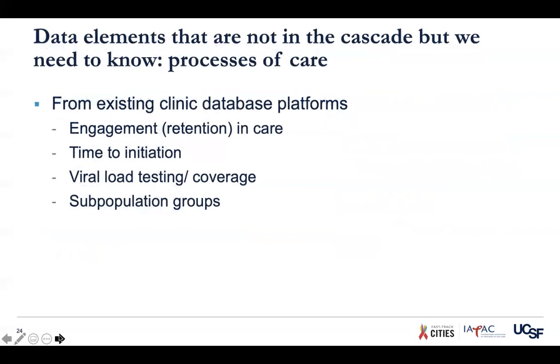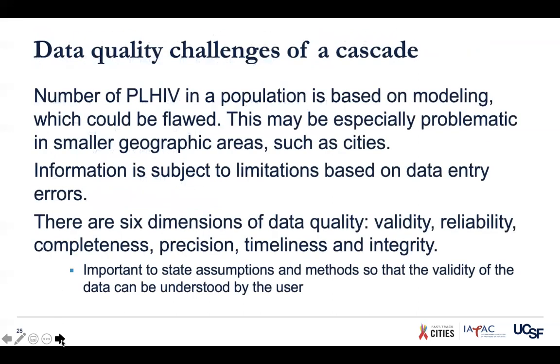Okay, so data elements that are not in the cascade, but we need to know regarding the process of care, are how well people are retained in care, and what the time to initiation of ART is. These are just looking at proportions cross-sectionally, but as you looked at a cohort, you could not only say this patient went from here to here, but how long it took in that progression. We could also look at the coverage, for instance, of viral load testing in subpopulation groups.